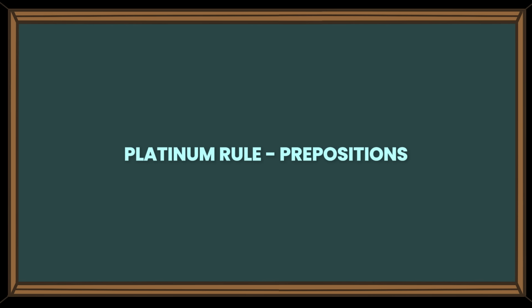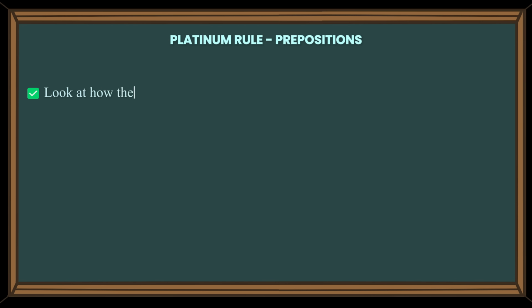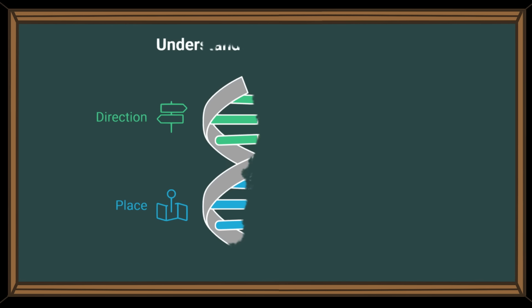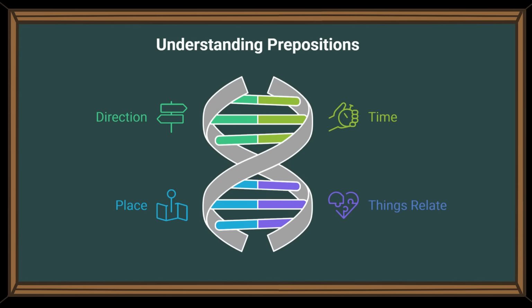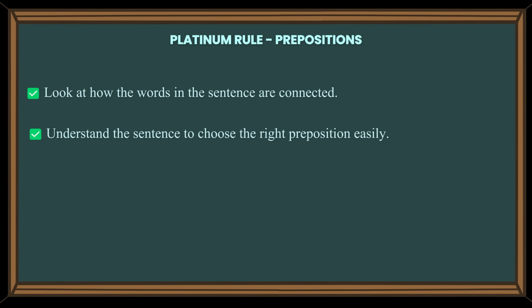So the first thing that you need to do is to look at how the words in the sentence are connected. Guys, I don't know why some people find this a little difficult, but trust me, it is not that complicated. Prepositions basically help us talk about things like direction, time, place, or how things relate to each other. Once you understand what the sentence is trying to say, choosing the correct preposition becomes super easy.